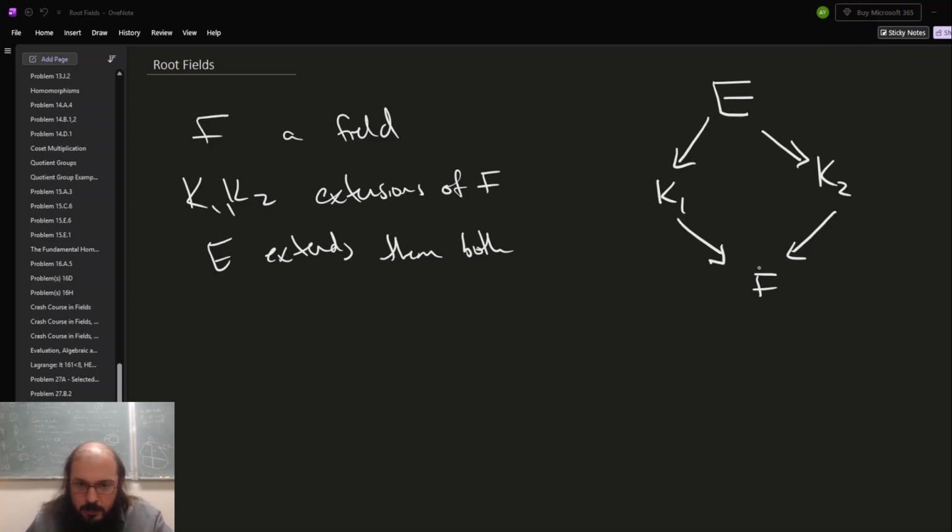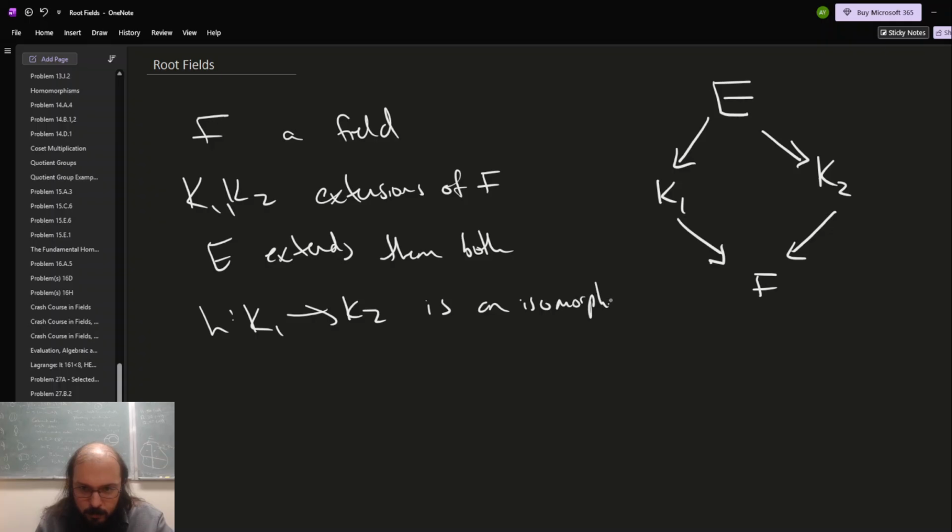We're going to add one more piece of information, which is that we will add in an isomorphism H. I don't know that I should put that arrow in the picture because these arrows are showing containments, and this is a map. So let me just write H: K1 to K2 is an isomorphism. And we'll assume that H fixes F. So what that means is we are saying that H extends the identity on F. In other words, H of x equals x for every x in F.